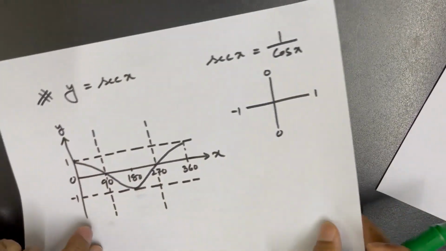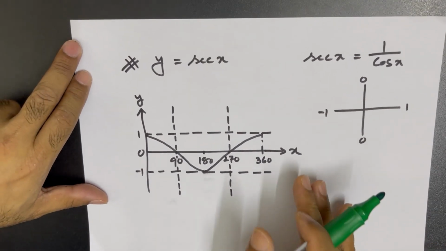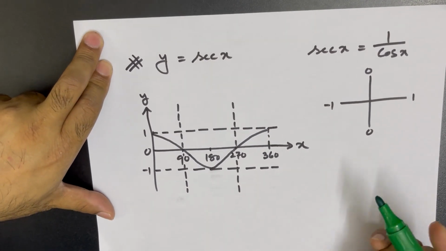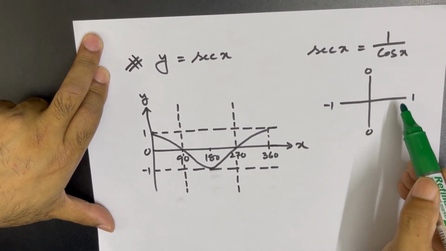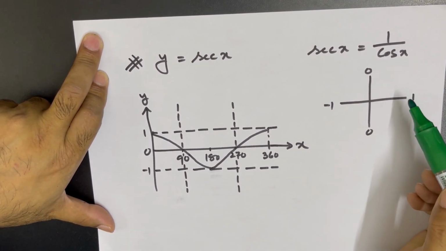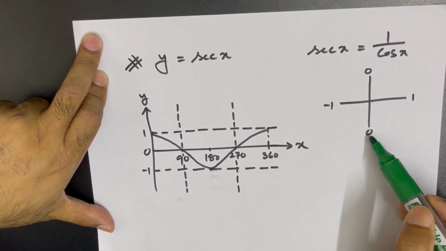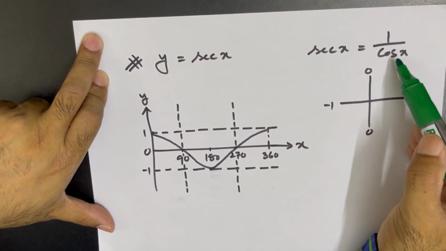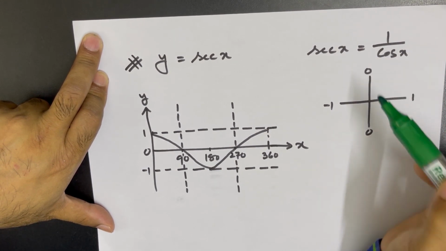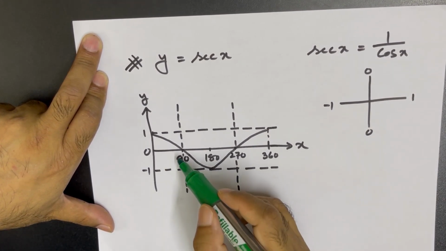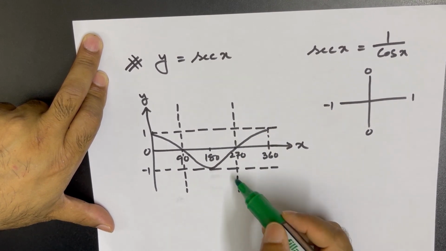Now I will show you another graph, sec x. Sec x is the opposite of cos x. Cos theta is 0 at 90 and 270. So if you put 0 for cos x, sec is undefined at 90 and 270. So at 90 and 270 there are two asymptotes.